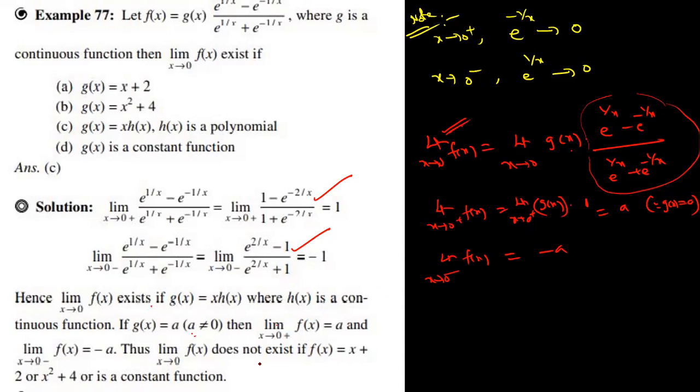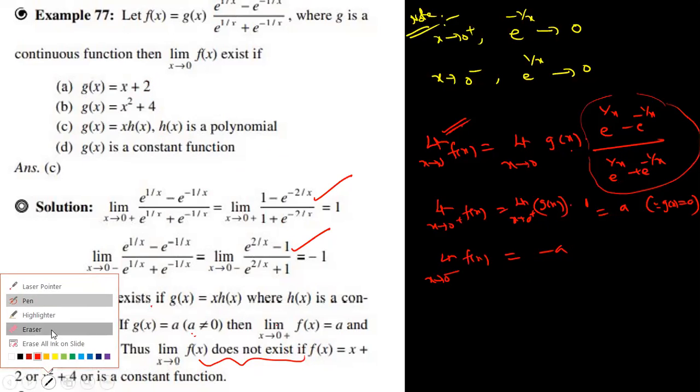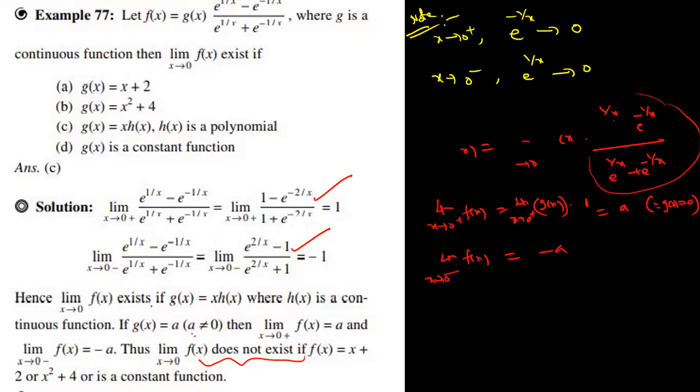So what is the case here? Limit x tends to 0 of f of x does not exist if g of x is equal to x plus 2, or x square plus 4, or a constant. See carefully. Some examples for verification. Take g of x equal to x plus 2, a simple verification method. Just a minute, I will take a simple example directly.